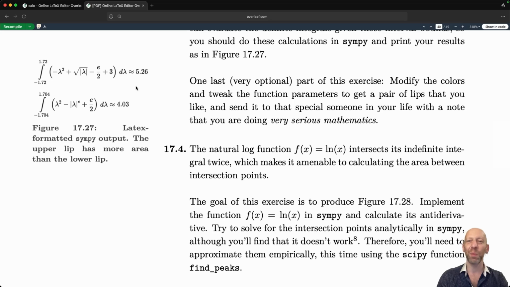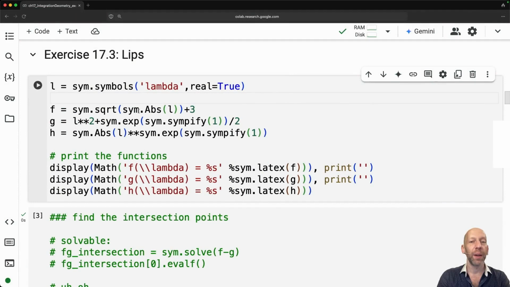So this confirms beyond a reasonable doubt that the upper lip is a little bit more voluminous than the lower lip. Here I create a symbolic variable for lambda. I'm forcing this to be real valued because otherwise we're going to start running into some numerical issues. Here's where I define the three functions, f, g, and h. And yeah, I'm printing them out.